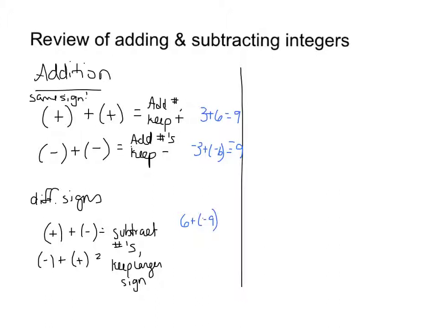In this case, I think 9 minus 6 gives me 3. Negative 9 is farther away from 0. The absolute value of negative 9 is larger than the absolute value of 6. So my answer is going to be negative.